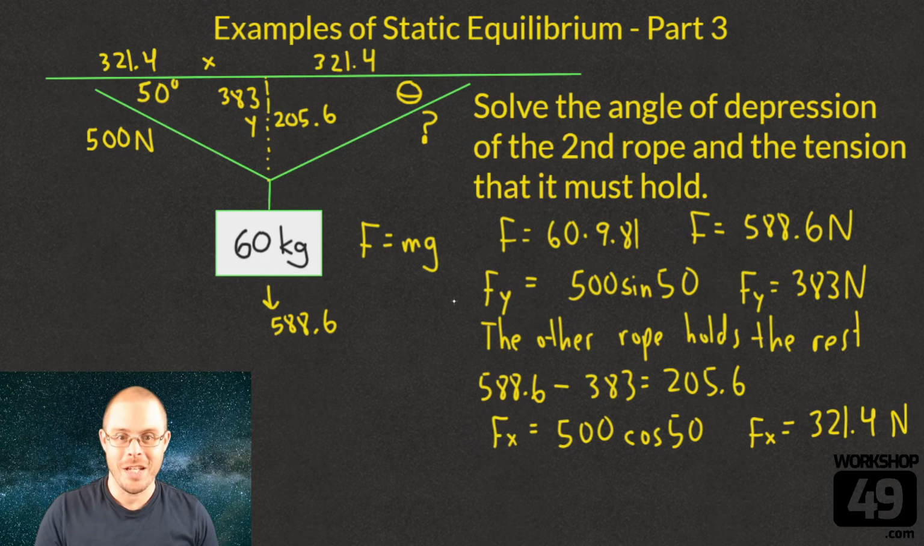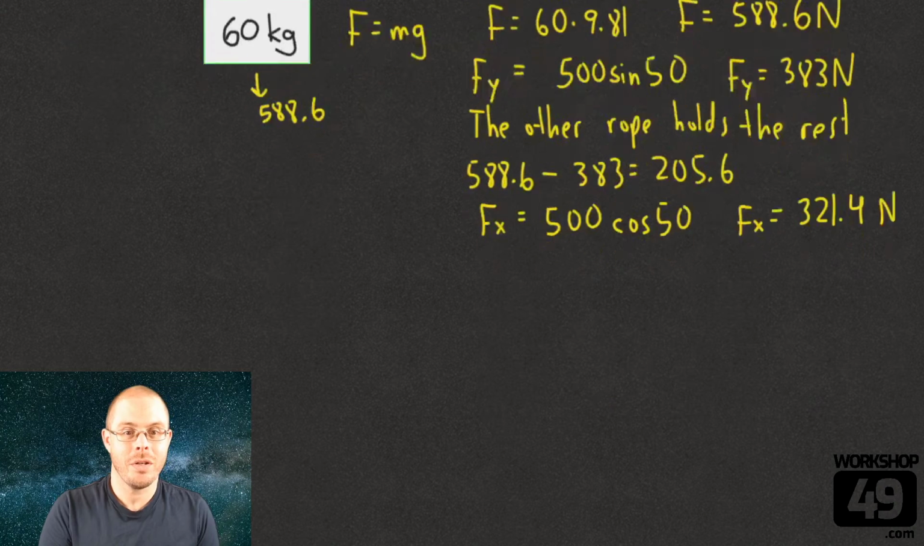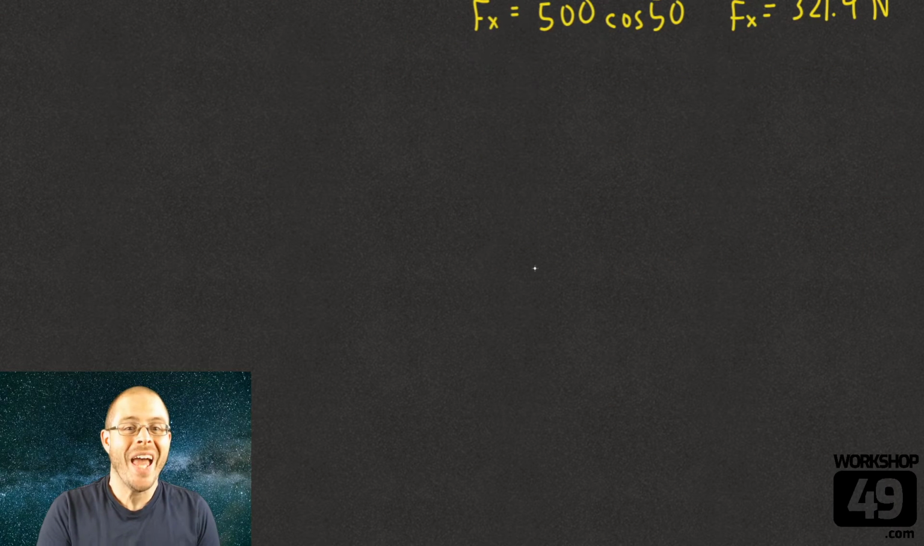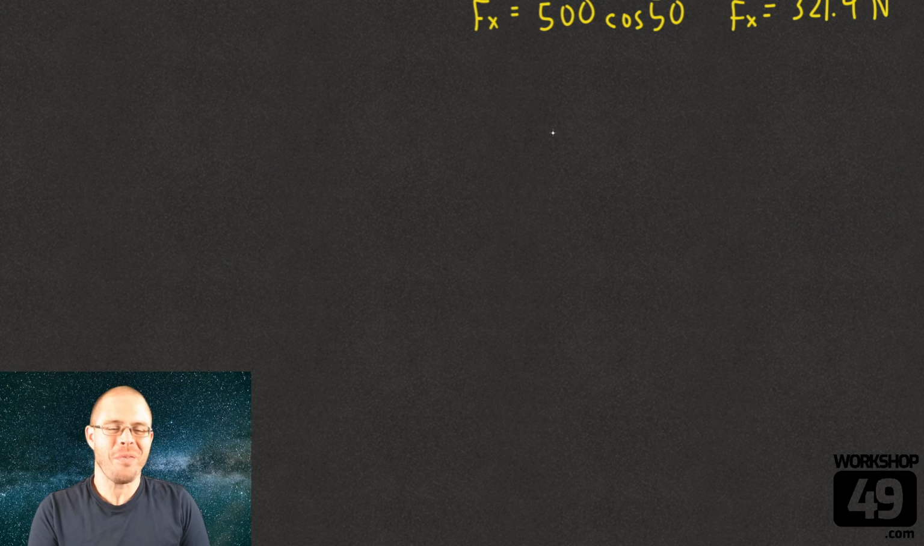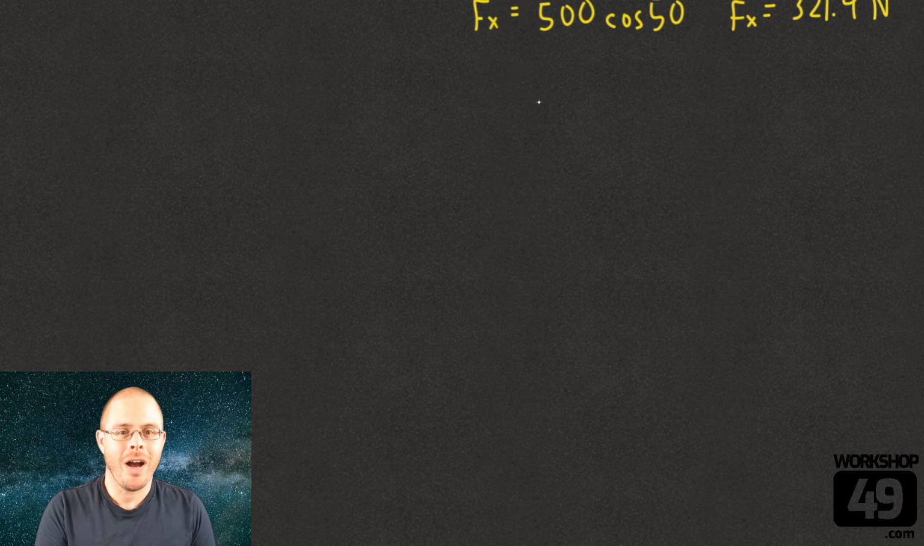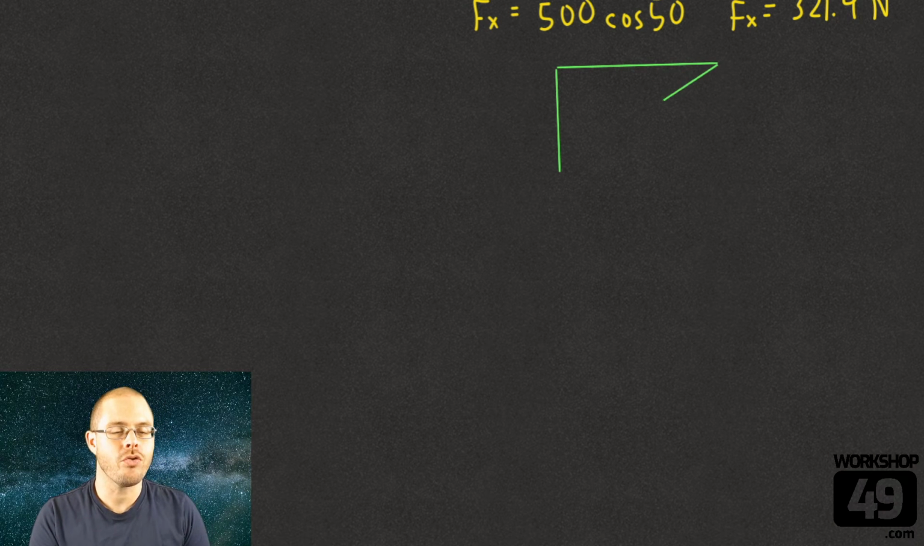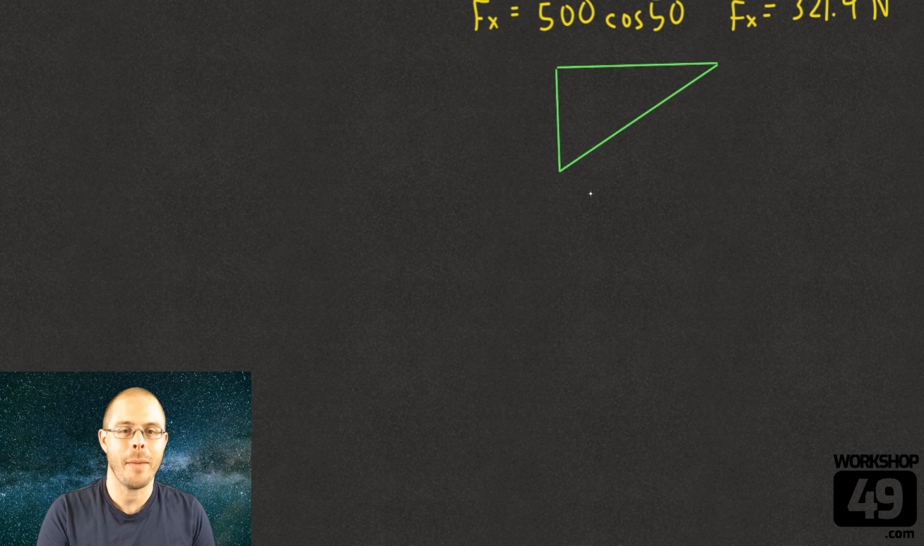Static equilibrium, not moving. So now we know the up component of the right rope, and we know the right component of that right rope. Yeah, you've seen this before. We're going to have to draw a right angle triangle and solve this vector. So I'll just go ahead and draw a little triangle here and get that hypotenuse. That's our rope.